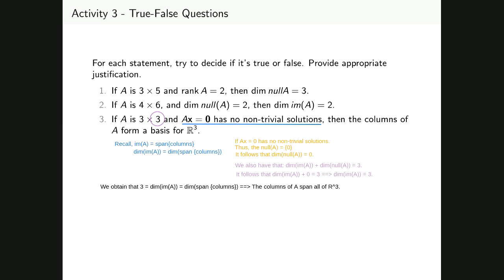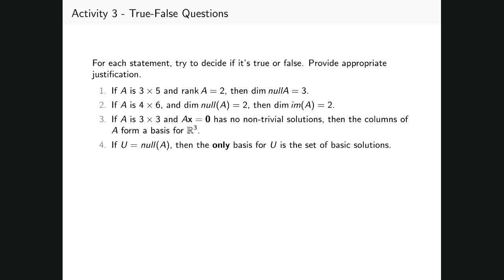In this instance, what we have is true. The columns form a basis for R3. Kind of a neat thing. If you're an invertible matrix, your columns span all of space. If there's anything that you'd like clarified here, please feel free to ask on Piazza. All right, so we're going to move on to the next true-false question.